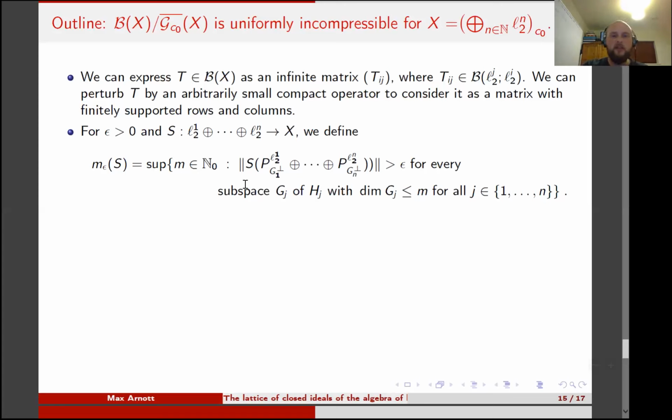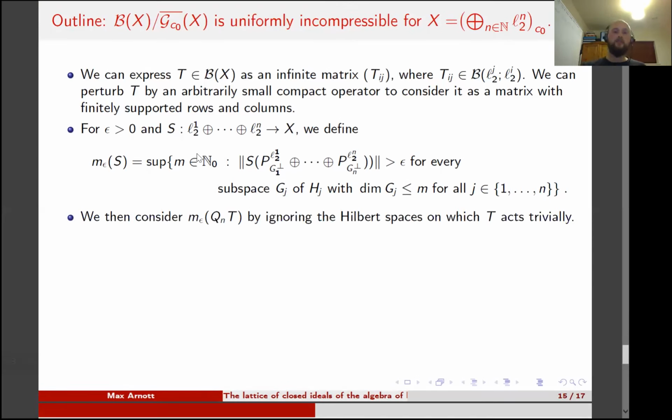So the idea of this is that M is the largest natural number for which, if we remove a space of dimension at most M from each of the Hilbert spaces in the domain of S, we still have an operator which is larger than epsilon in size. I find this definition a bit easier in words than when you write it down like that. So because we can consider T as a matrix of finitely supported rows and columns, when we take Qn, the projection onto the nth Hilbert space, Qn of T, we can consider M epsilon on that. We do that just by ignoring the Hilbert spaces in the domain of T on which it acts trivially here.